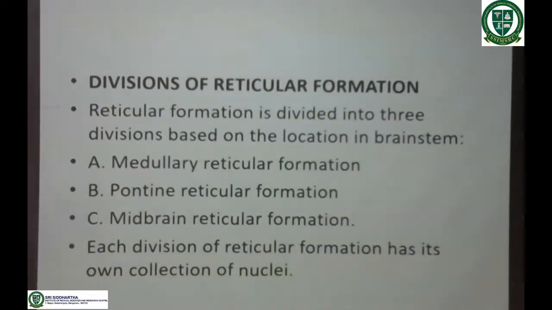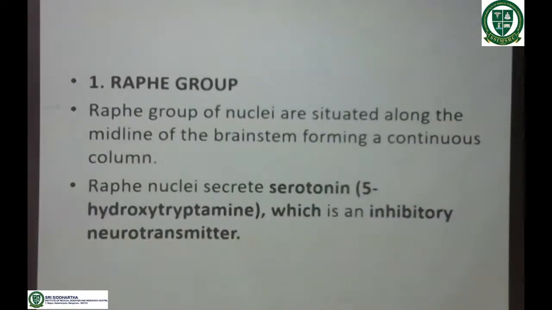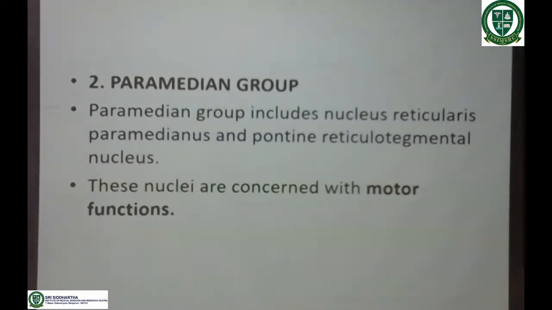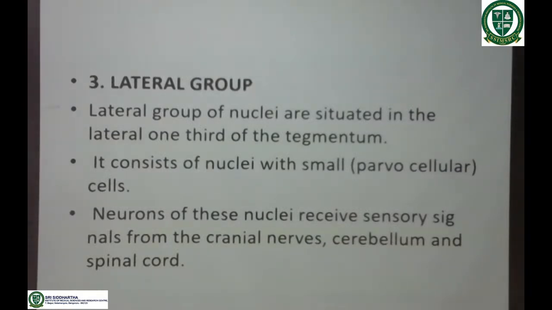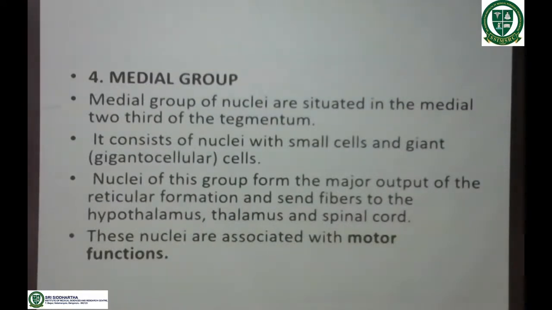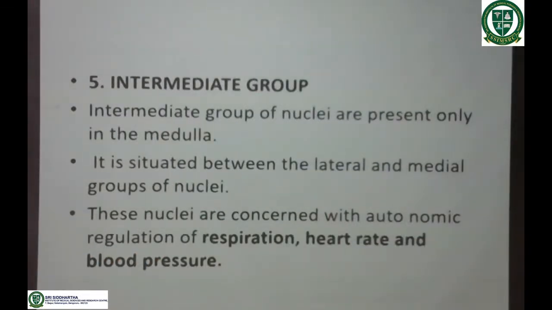These are the 5 groups of nuclei which constitute the reticular formation. Which are the 5? Raphe group of nuclei, which secretes an inhibitory neurotransmitter. Paramedian group of nuclei, which is concerned with the motor function. Lateral group of nuclei. Medial group of nuclei. And intermediate group of nuclei, concerned with the autonomic regulation of respiration, heart rate and blood pressure.